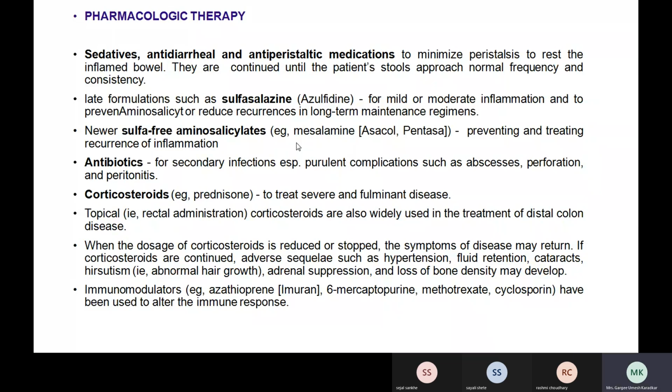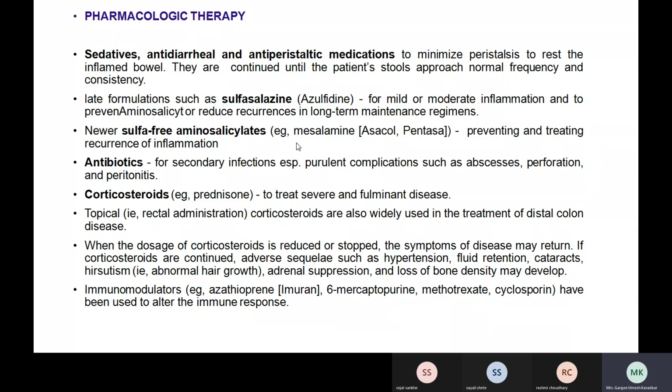Then what is the problem with these corticosteroids? You cannot just immediately stop them. They have to be reduced or slowly tapered and then stopped. But if they are stopped or reduced, what may happen in the patient? It will cause recurrence again, so the symptoms of the disease may return. If the corticosteroids are continued, adverse sequelae like hypertension, fluid retention, cataracts, hirsutism, that is abnormal hair growth, adrenal suppression, and loss of bone density may develop.